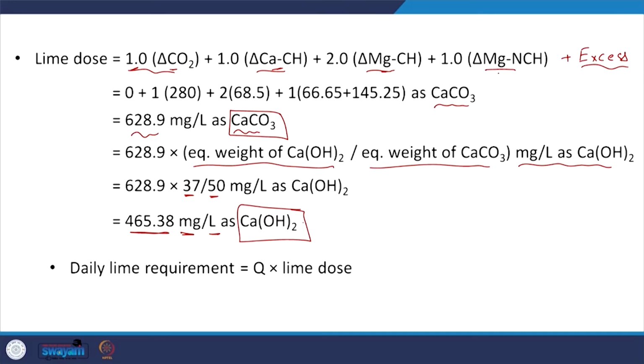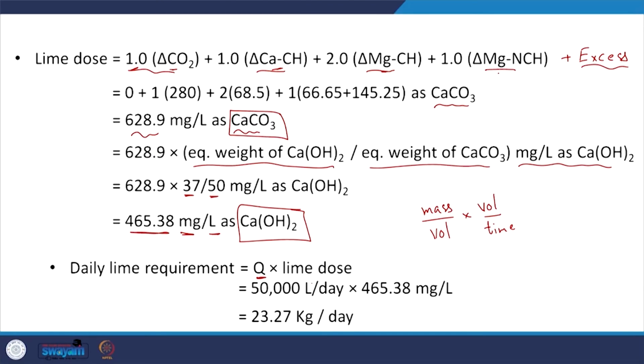Okay, let me finish daily lime requirement. So this is mass per volume is what I calculated, but I want daily, per time or per day, how much is required. So for that I will have to multiply that by volume per time, let's say. So then I will get mass per time, right. So volume per time is nothing but flow rate. So you just have to change the units and such, 1 liter and such, you know the mass of water and such, you can change that, and that seems to be saying that I need 23.27 kgs of calcium hydroxide or lime per day.